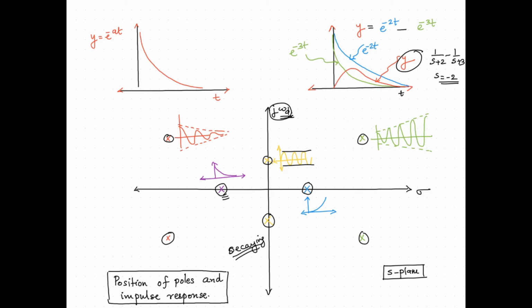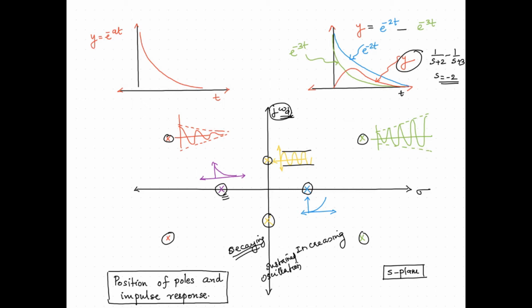If it is towards the right, we can say the response will be increasing. And if it is on the imaginary axis, we can say it will be sustained oscillation. So, if it is decaying, it shows that the response settles. And settling of the response is called stability. We can say the system has a stable response. And if it is increasing, we can say it is unstable.